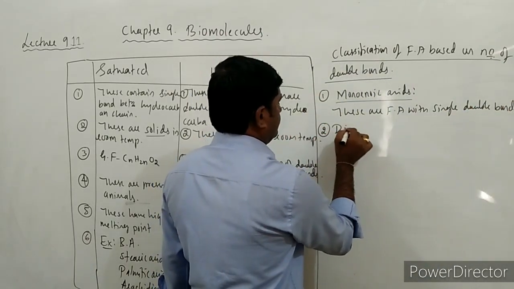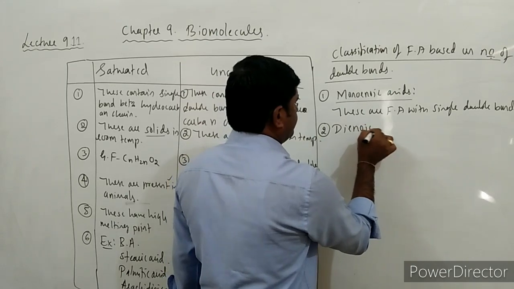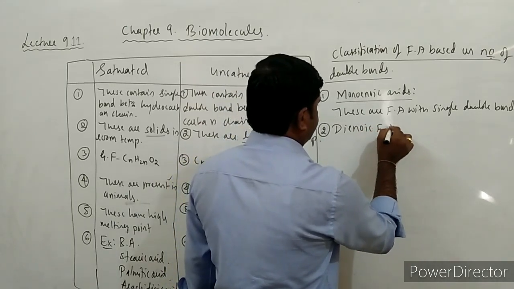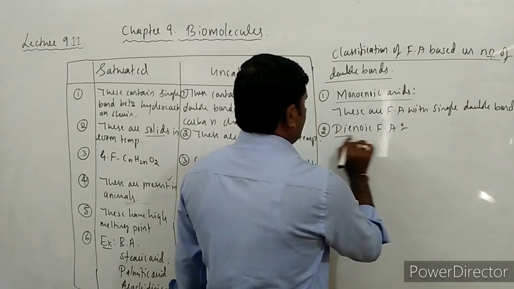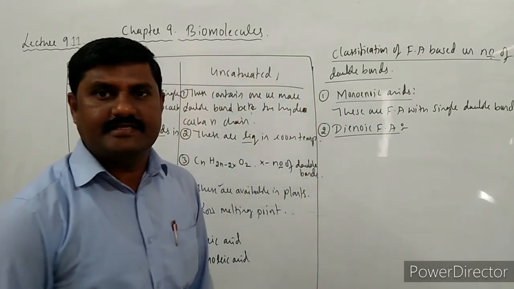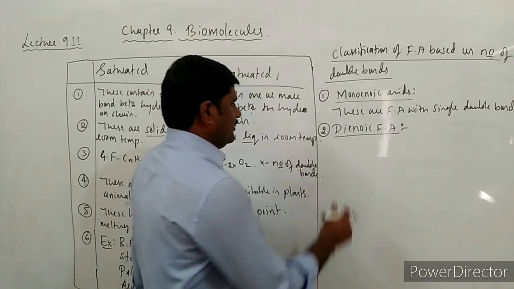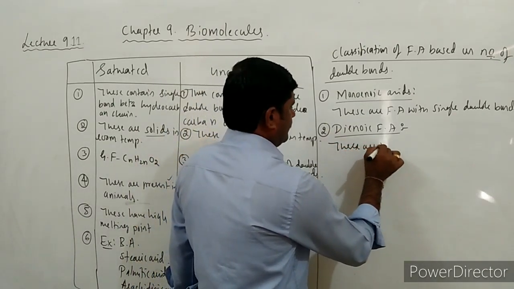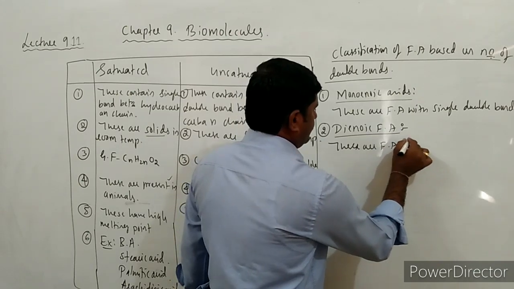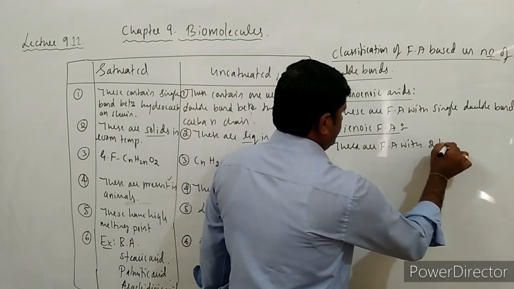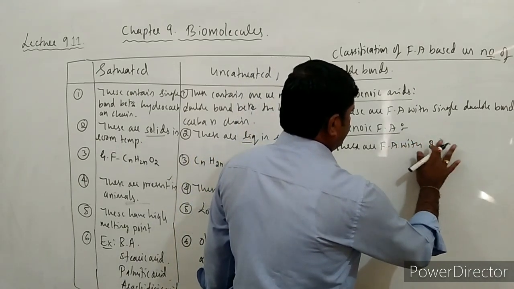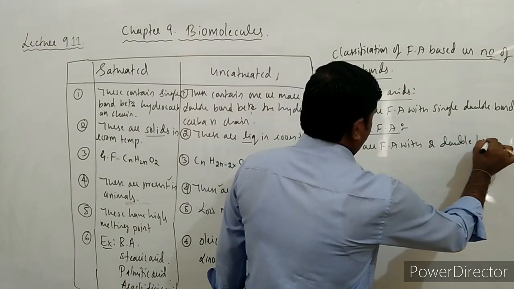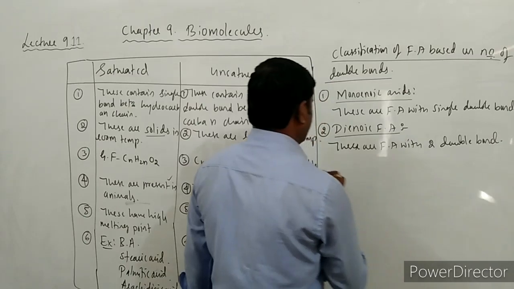Second one, dienoic fatty acids. What are these dienoic? Di stands for 2. So these are fatty acids with 2 double bonds.